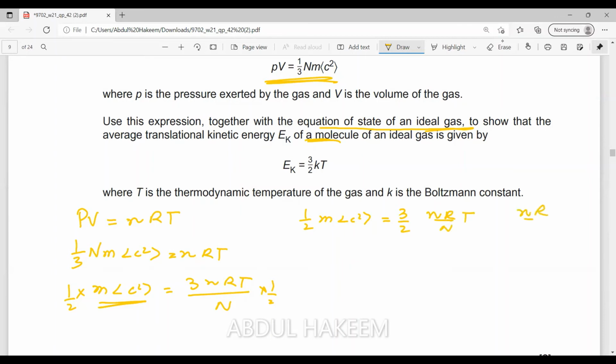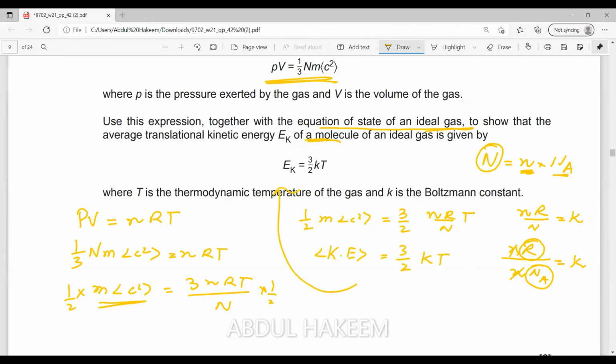And remember, nR over capital N is the Boltzmann constant, because capital N is equal to the number of moles multiplied by Avogadro's constant. This is the number of molecules. This is the number of moles times Avogadro's constant. So in nR over N, the small n, number of moles, cancels. R over NA, the molar gas constant divided by Avogadro's constant, is the Boltzmann constant. So this is the average kinetic energy of a single molecule, and this is 3 by 2 kT. Hence it is proved.